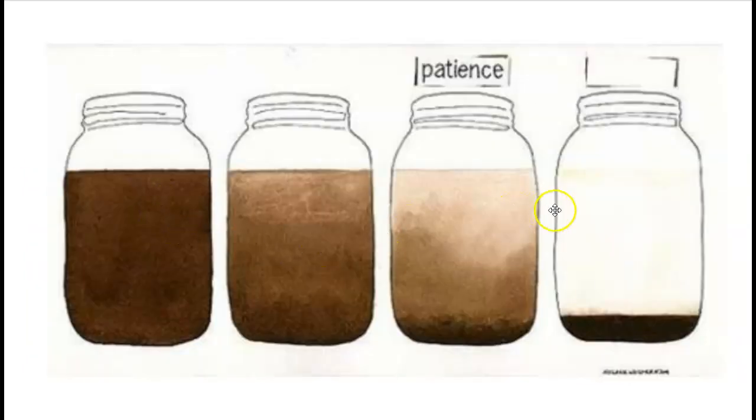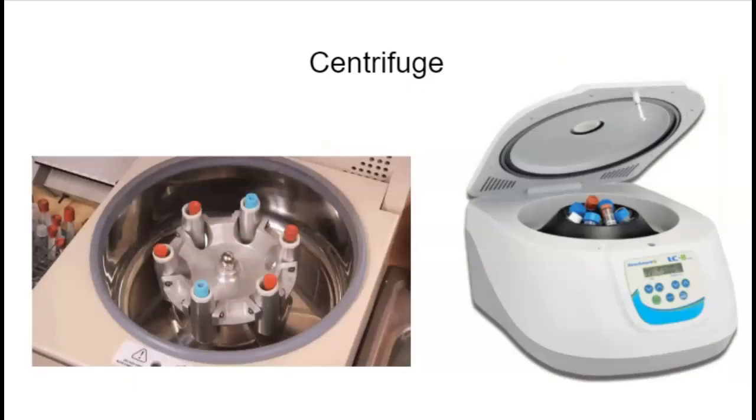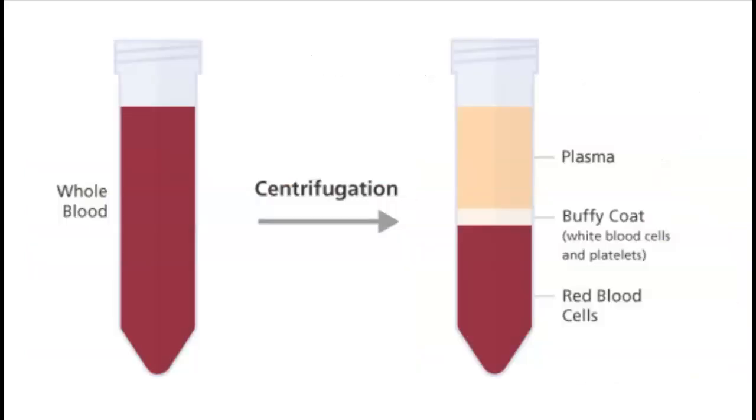So instead of waiting hours and hours for the dirt to settle out, it would cause all the dirt to go to the bottom right away. So heavy stuff goes to the bottom, light stuff goes to the top. And this was how they kind of figured out that there are different parts of blood. They also looked under the microscope and saw there were different types of cells.